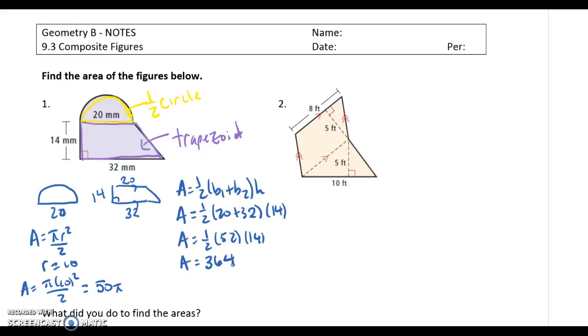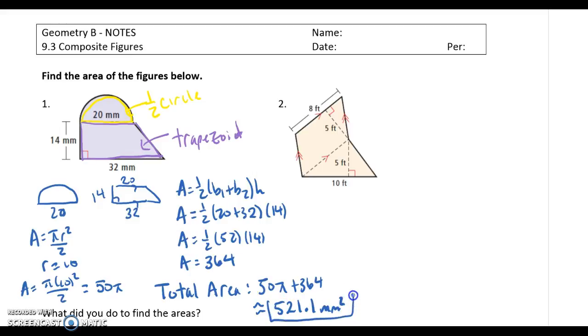Now, those are the two separate pieces. So to find the total area, what I want to do is combine them. And what do you think we're going to do to combine it? Well, we're just going to add it, right? So we're going to do 50 pi plus 364. And let's go ahead and round that to the nearest tenth. So I get 521.1 square millimeters.